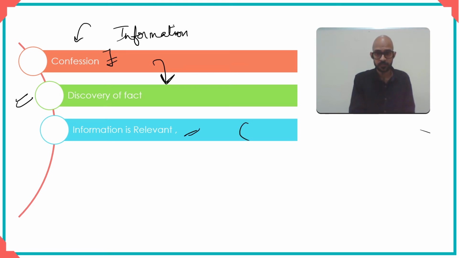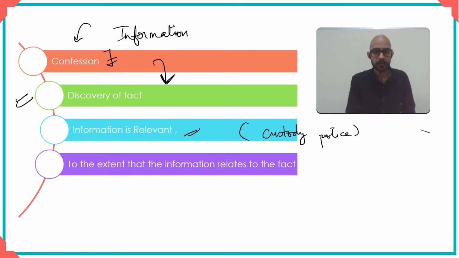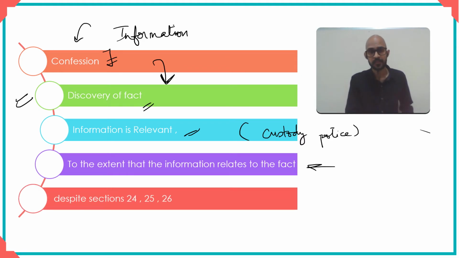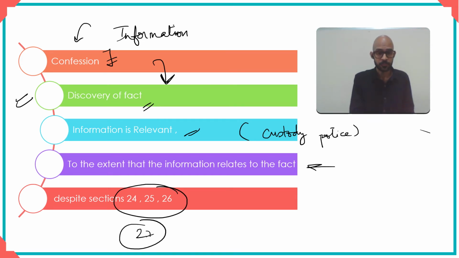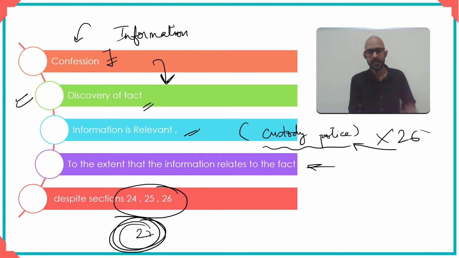And remember, this confession was made in the custody of the police. It is only relevant to the extent that it relates to the fact that has been discovered. And this is despite the fact that you have sections 24, 25 and 26. Therefore, 27 is a proviso to these sections, because if you did not have section 27, then anything that was said in the custody of the police was hit by section 26. Let me give you a very simple example to make you understand this point.